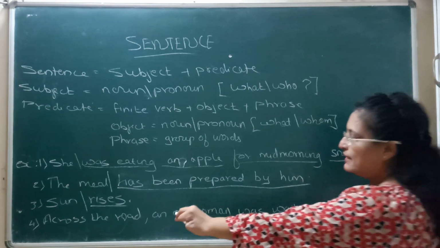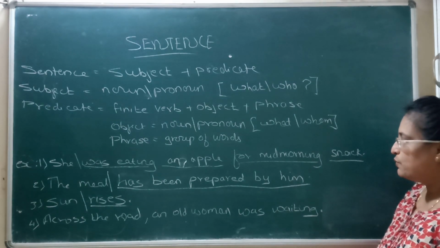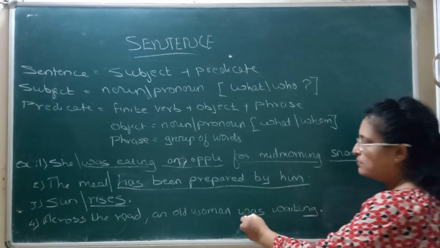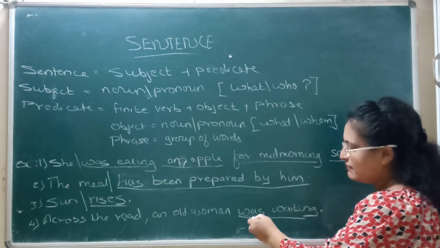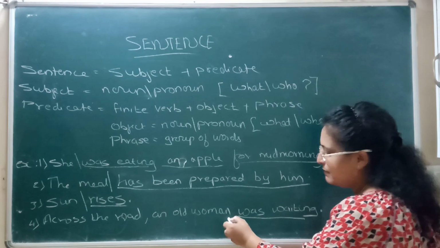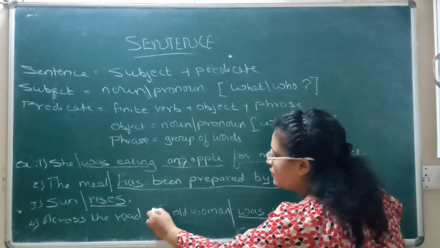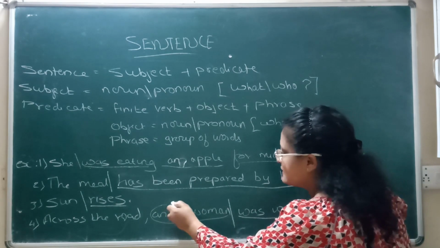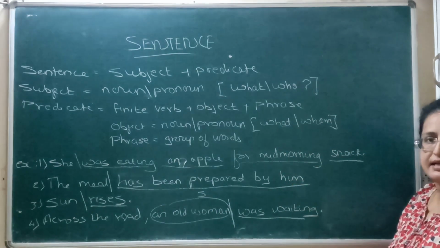Now what is the finite verb in this particular sentence? Across the road an old woman was waiting. Finite verb was. So was waiting. Alright, so was is a finite verb. So was के just पहले what is the noun here? It is an old woman. So this is the subject here. In this, an old woman is the subject.